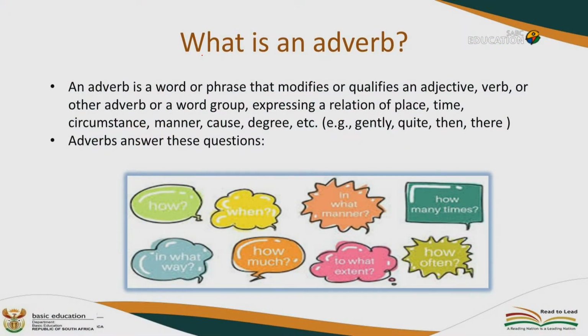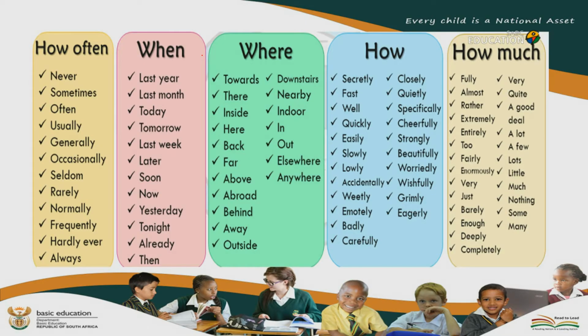I am not sure if I just repeated myself there, but we also have an adverb of probability. Is it possible, or perhaps, or maybe it didn't happen? These are some of the examples of adverbs. How much, how often, when, where, and how something took place.